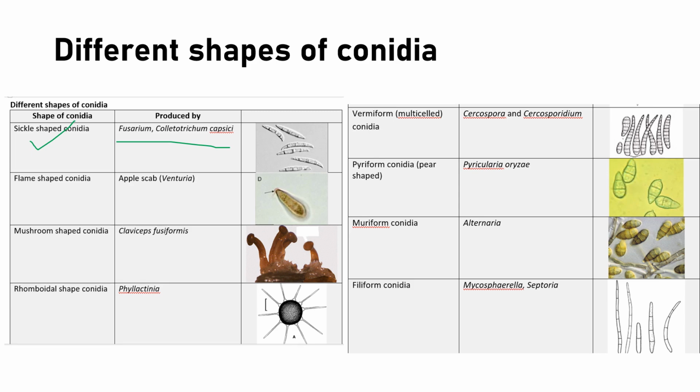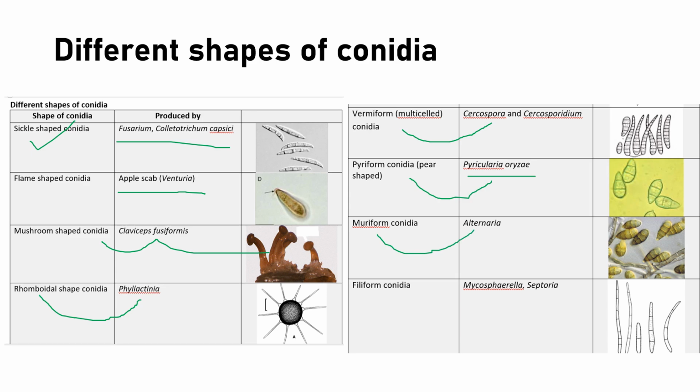Flame shaped conidia is produced by apple scab. Mushroom shaped conidia is produced by Claviceps fusiformis. Rhomboidal shaped conidia is produced by Phylloctena. Next one, vermiform or multicellular conidia is produced by Cercospora and Cercosporidium. Pyriform conidia or pear shaped conidia is produced by Pyricularia varese.